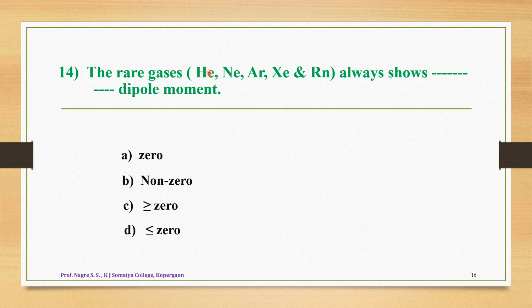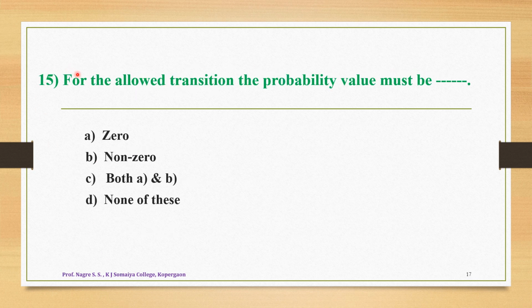The next question is question number 14. The rare gases helium, neon, argon, xenon, and radon always show dipole moment, and the options are: first option is 0, second option is non-zero, third option is greater than or equal to 0, and the fourth option is less than or equal to 0. The correct answer for question number 14 is option A, that is, it is equal to 0. The next question is question number 15. For the allowed transition, the probability value must be, and the options are: A option is 0, B option is non-zero, C option is both A and B, and the fourth option is none of these.